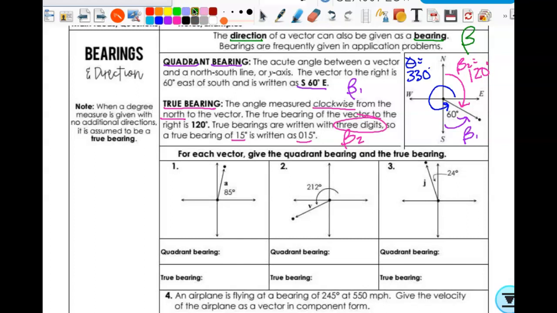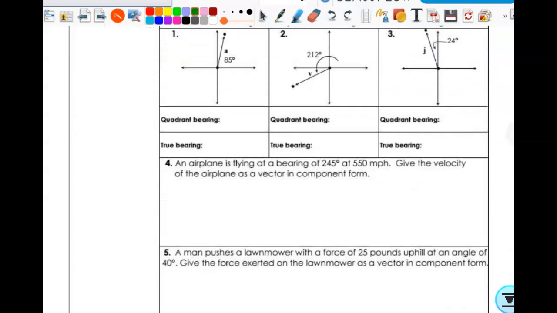All right, so let's look at these here. It says for each vector, give the quadrant bearing and the true bearing. So for number 1, they give us this 85 degrees. This is theta. Okay, so they gave us theta. As a quadrant bearing, would I start from the north or the south? The north, because I'd go up first, right? So north, and then I would swing out this way, right? How much would I swing out? 5 degrees, north, 5 degrees, then what? Which direction did I go? East, okay? So as a quadrant bearing, that is north, 5 degrees east.